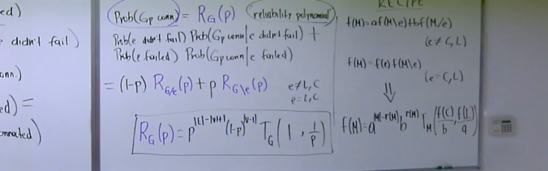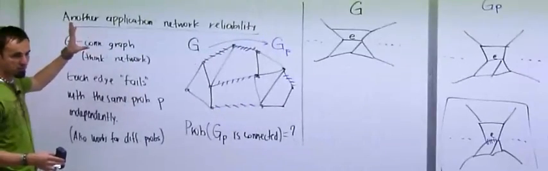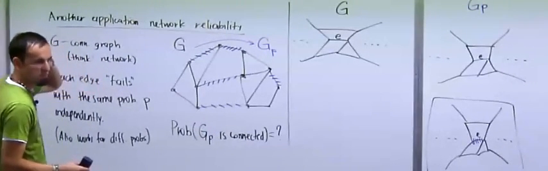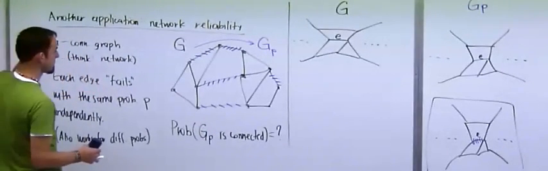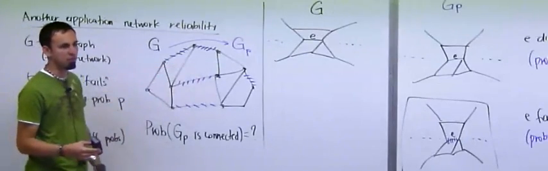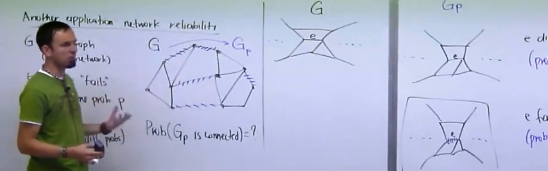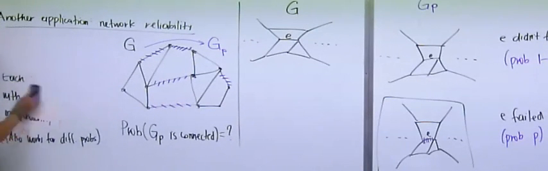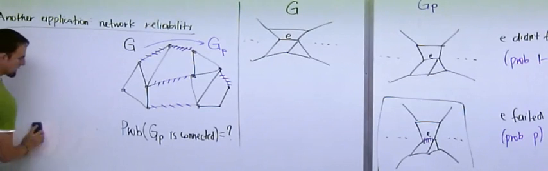Now, I should tell you that, again, this is a field. This is just the first result on network reliability, but there are many other questions that you could ask yourself. What's the probability that something else happens? And of course, this is a whole field, and this is just the beginning of it. If you're interested in learning more about this, I can point you to the right sources.